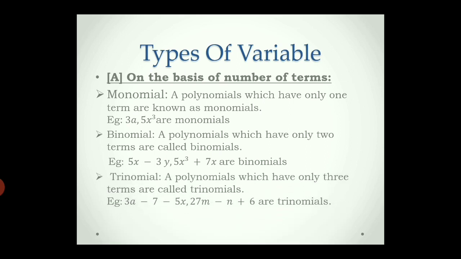Third is trinomial. A polynomial which has only three terms is called a trinomial. For example, 3a minus 7 minus 5x and 27m minus n plus 6 are trinomials. Here you can see that the polynomials have three terms. Therefore, it is known as a trinomial.